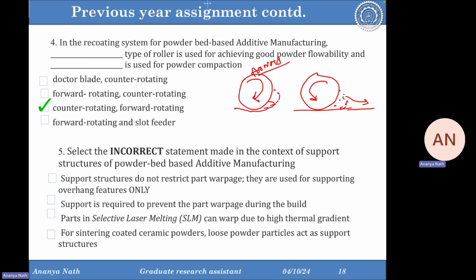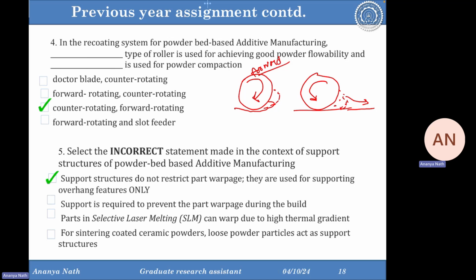Select the incorrect statement made in the context of support structure of powder. Support structures do not restrict part warpage. They restrict the part warpage. They are used for supporting overhang features only. No, they restrict the part warpage, and support structures I have already discussed.